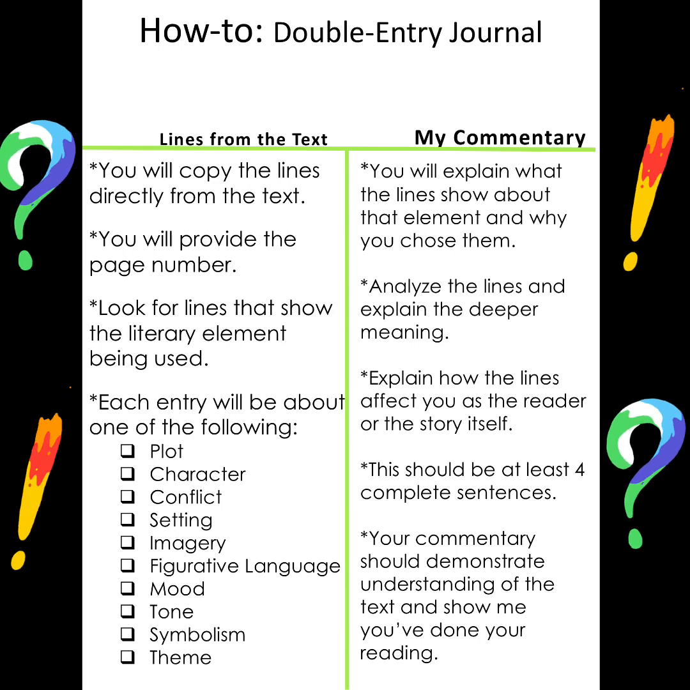When you find lines from the text that relate to one of these elements, you simply will copy the lines directly from the text on the left-hand column. You will provide the page number as well to show where you got the line from. Whenever you pick a line, it must relate to the element provided on your double entry journal packet.